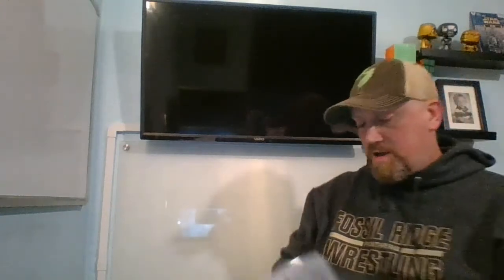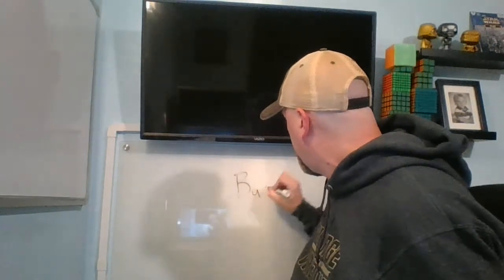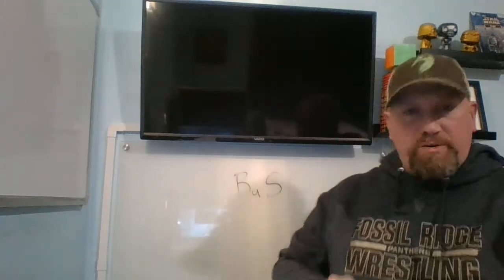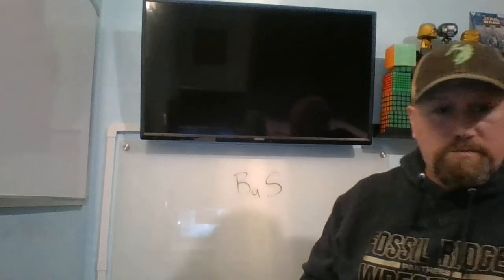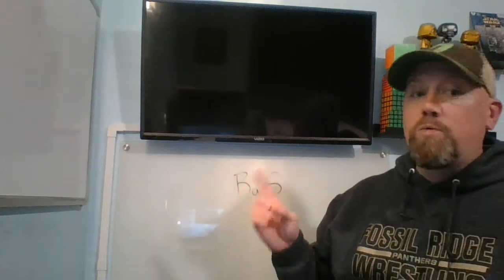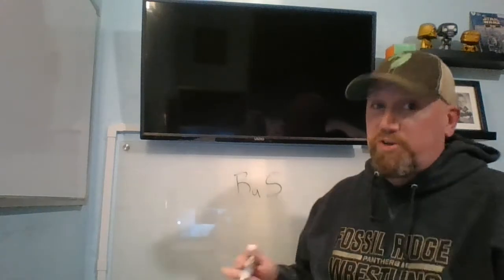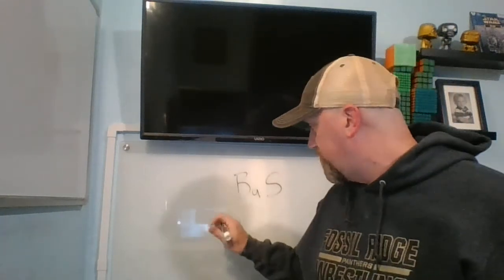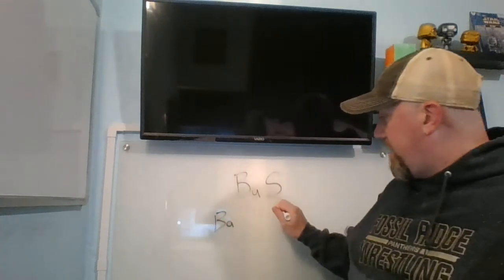Let's do one more, this last one. Barium sulfide, BaS. When we split this into 2 parts, this one's pretty easy. There are 2 elements, so we split it into barium and sulfur.